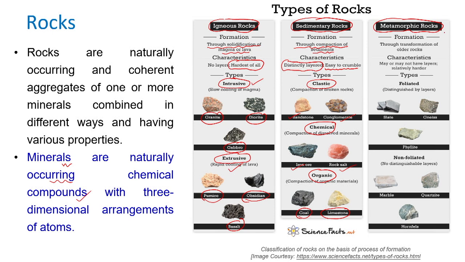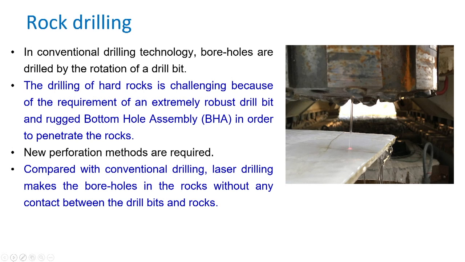As far as the metamorphic rocks are concerned, these are rocks transformed from older rocks, and they may or may not have layers, but they are relatively harder with respect to the sedimentary rocks. So we can have foliated types of metamorphic rocks or non-foliated types of metamorphic rocks. Slate, gneiss and phyllite are the foliated rock examples, whereas marble, quartzite and hornfels are the examples of non-foliated rocks.